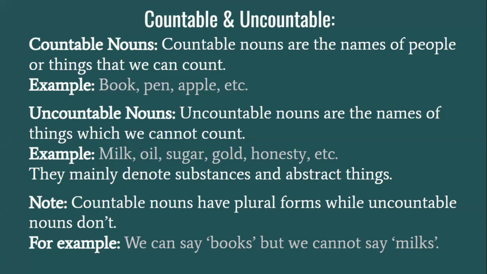Uncountable nouns are the names of things which we cannot count. They mainly talk about substances and abstract things. For countable nouns, we have plural forms, but for uncountable nouns, we do not have plural forms. I can say books, but I can't say milks. In a similar way, I can use the articles a and an with countable nouns, but with uncountables, I cannot use a or an, because they are uncountable.